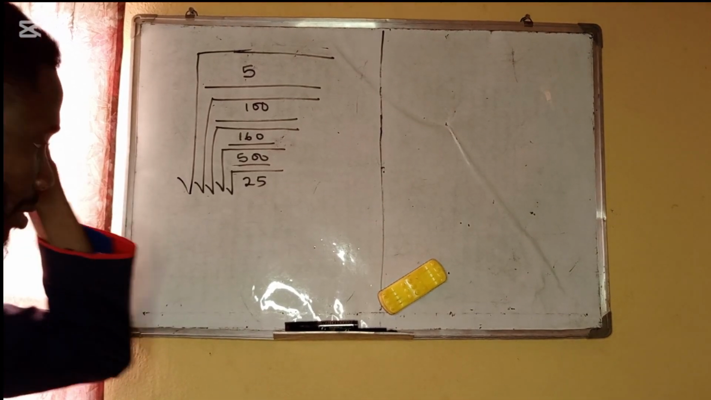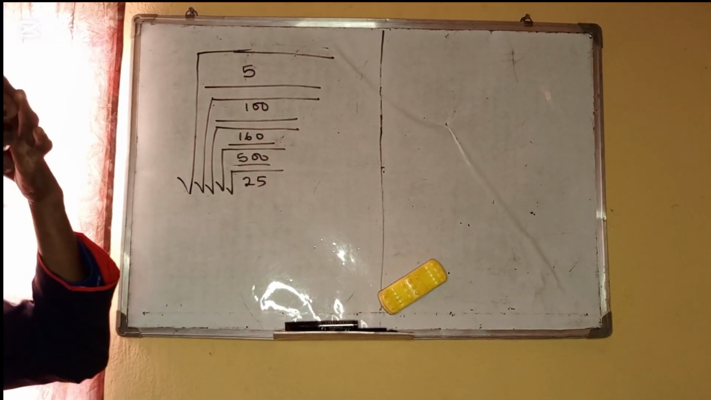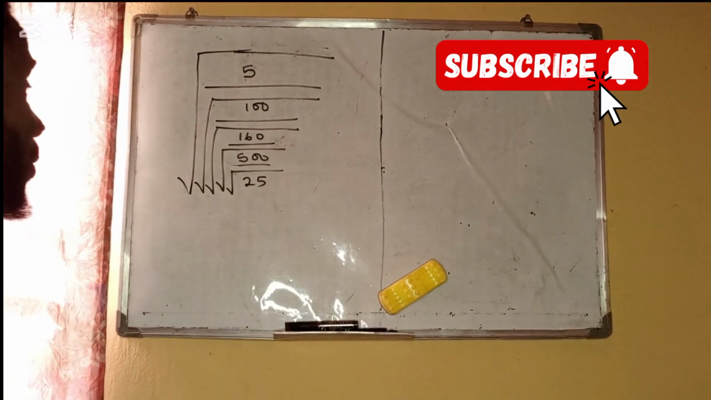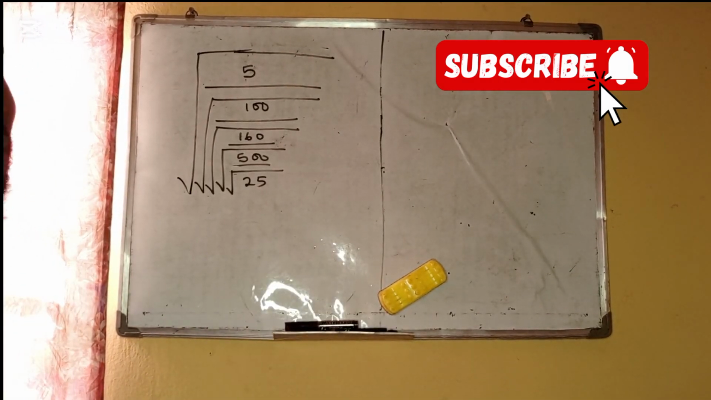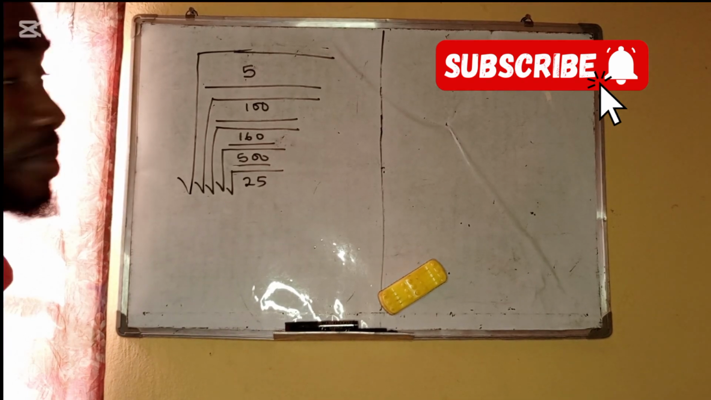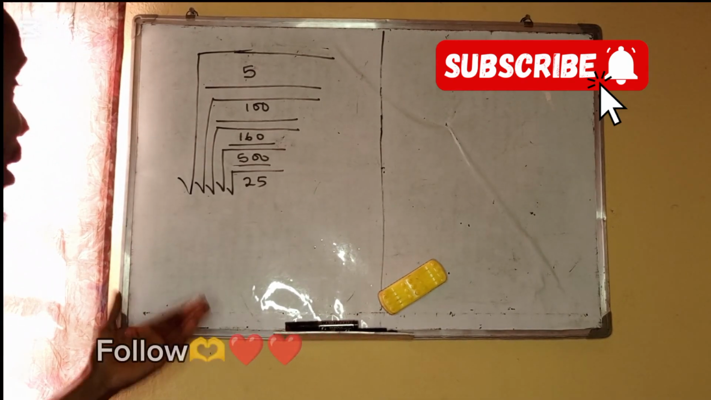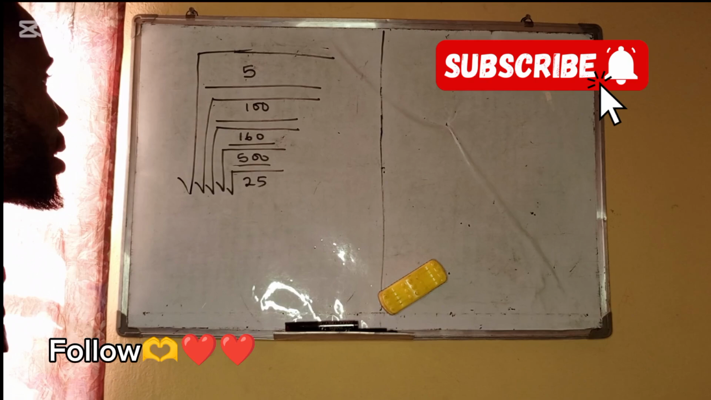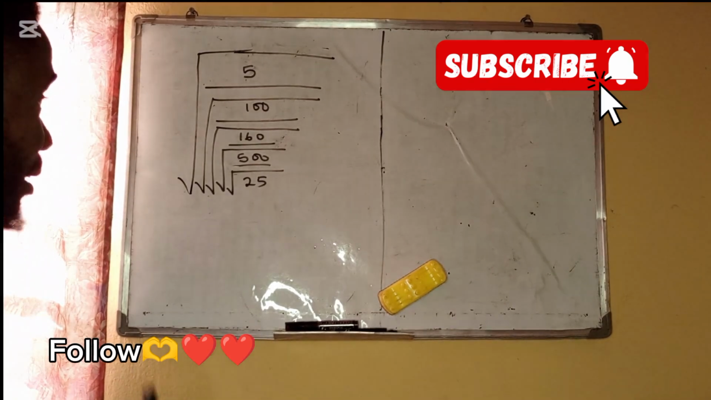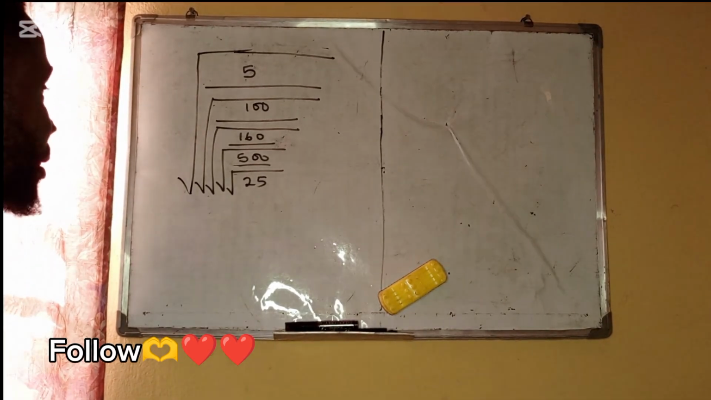Yeah, so we have this question to be solved, and this is the square root of 5, which has a denominator as the square root of 100, followed subsequently by the square root of 160, then 500, and lastly 25. So I want to solve this question and simplify to the last term.